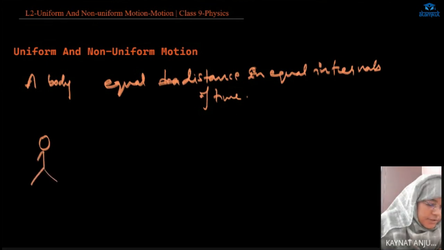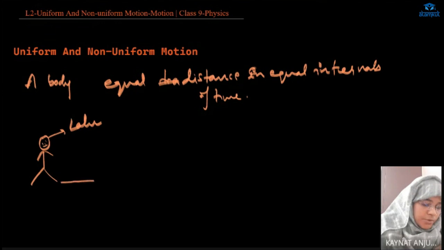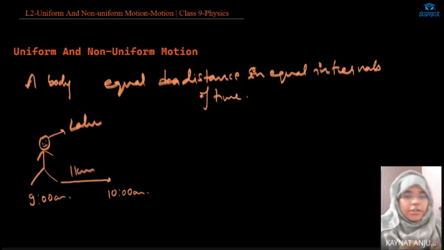Suppose a man is traveling. The name of this man is Lalu. This Lalu is traveling with a uniform motion. Let's take an example. Let us suppose that the man has started at 9 a.m., and at 10 a.m. he has traveled 1 kilometer.